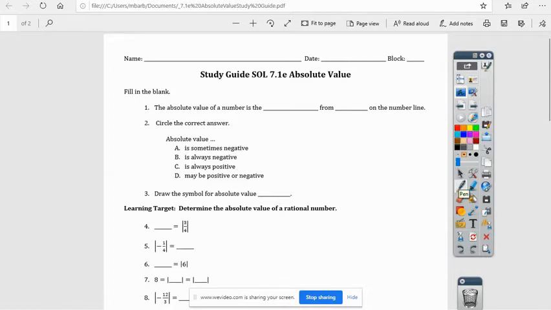So we're going to fill in the blank. Number 1, the absolute value of a number is going to be the distance from 0 on the number line.